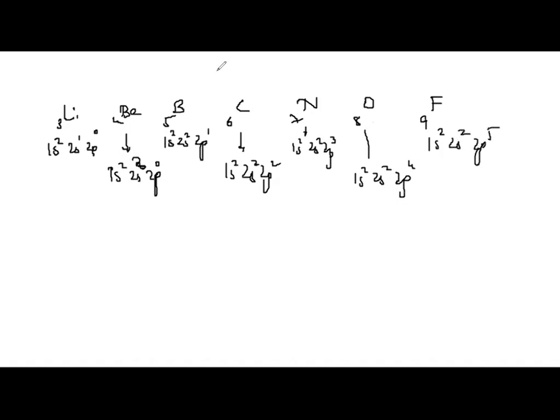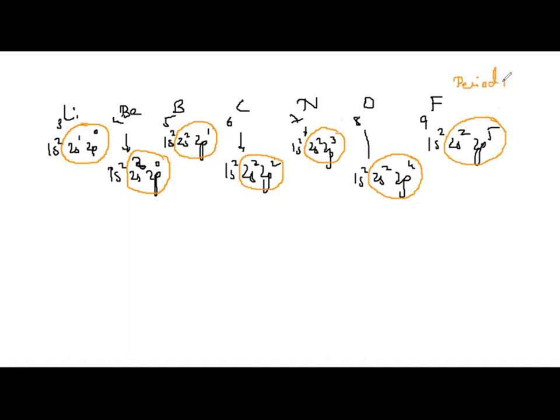If you carefully observe here, students, the outermost shell is this. In all the cases in the second period, the electrons are entering into the second shell. Third period means the last electron is entering into the third shell. Period number determines the number of shells.